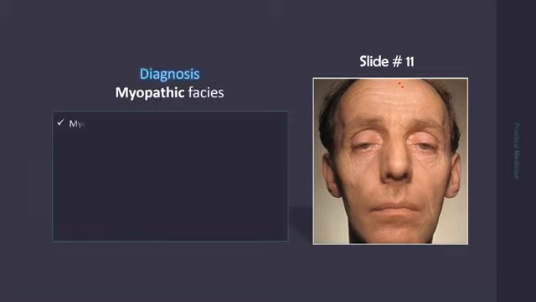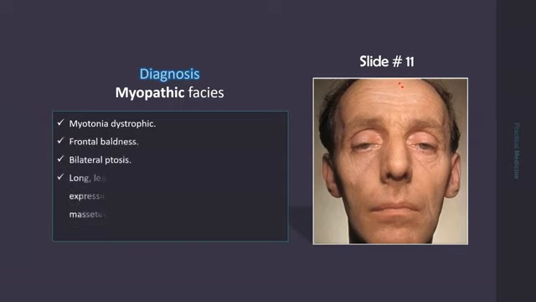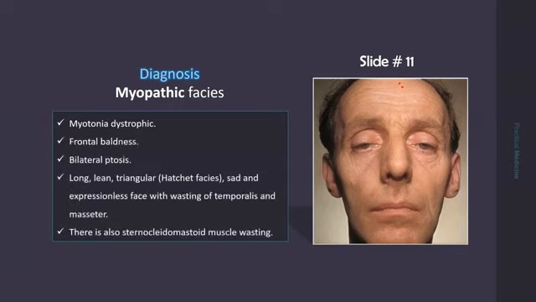This is myotonic dystrophy, and the appearance is myopathic facies, characterized by frontal baldness, bilateral ptosis, long, lean, triangular, sad and expressionless face, with wasting of temporalis and masseters.